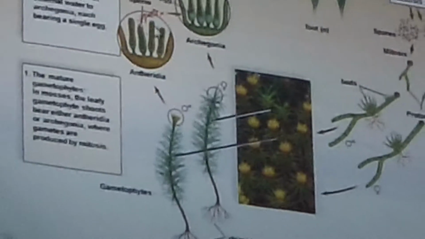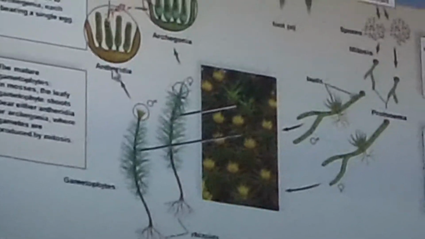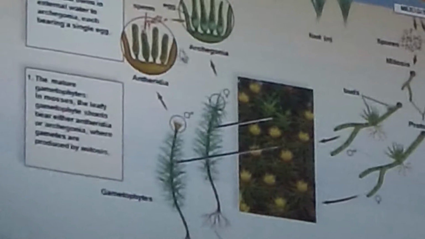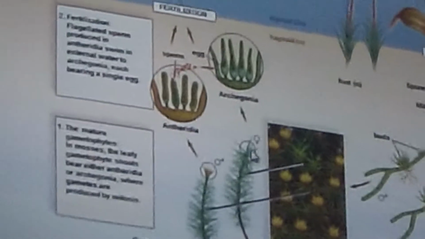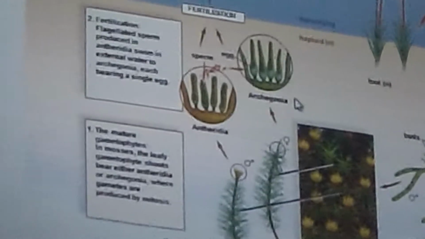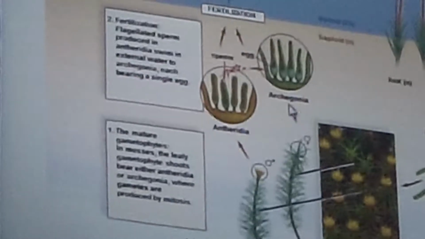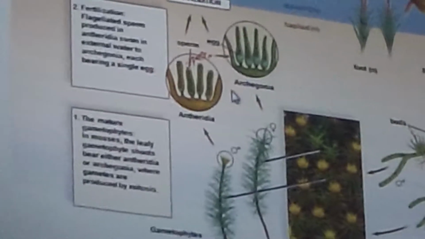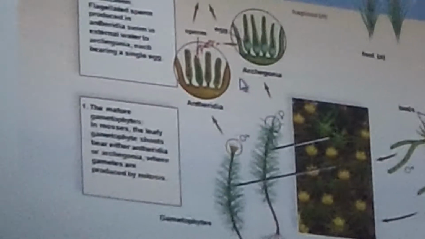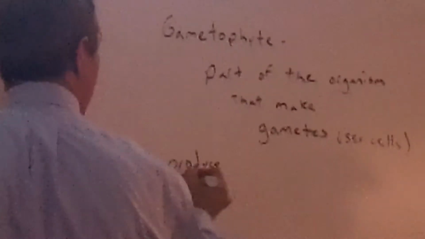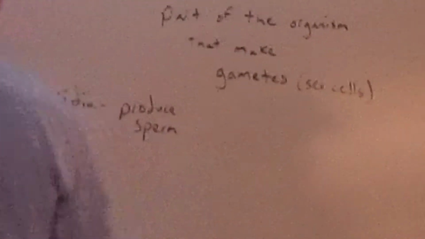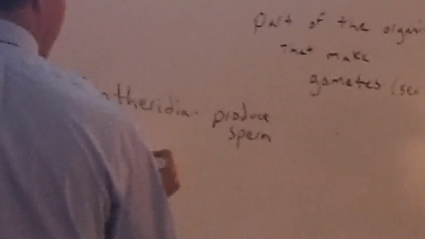And they show up close to sperm-producing structures. They're called antheridia. Antheridia produce sperm, and on the female structures, they're called archegonia that produce eggs. I want you to know those two terms too. Antheridia produce sperm. Archegonia produce eggs.